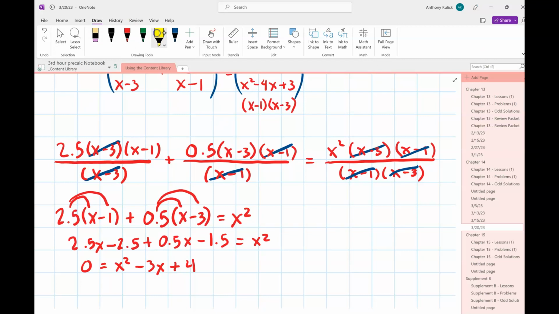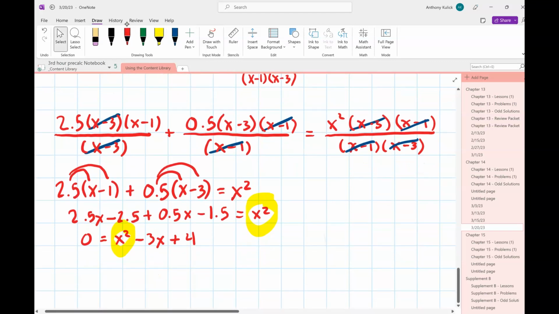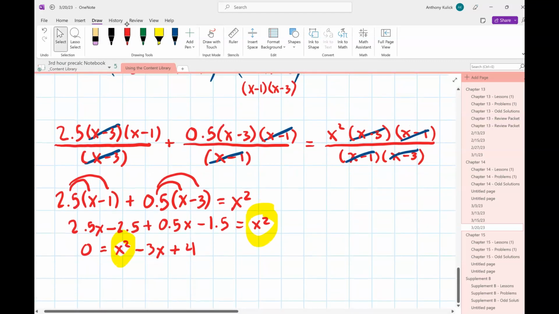Well, I left this over here, right? And moved the other stuff over. Now, how do you solve something like this? So what are the two numbers that multiply to give me positive 4 and add to give me negative 3? Okay, there aren't two numbers, so we have to use the quadratic formula.